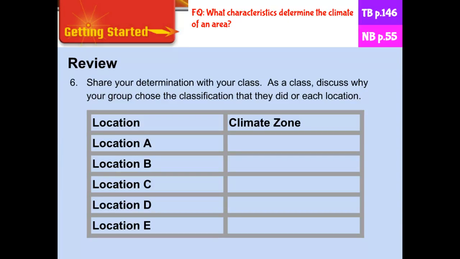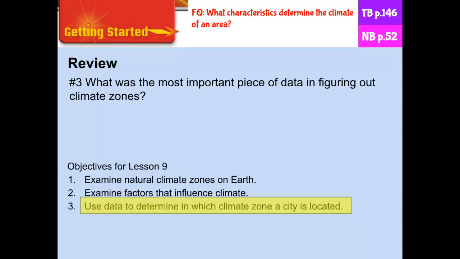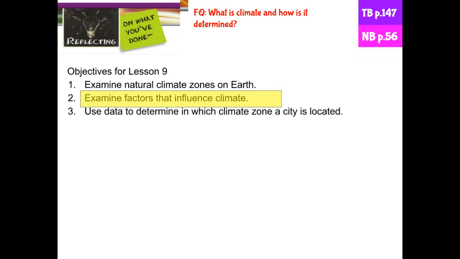Before we start, we want to review what we did in 9.1. We're going to be sharing your climate zone classifications with the class for locations A through E. And then in the objectives, we're going to be looking at number 3 and saying, what is the most important piece of data in figuring out climate zones? So you will be writing that down in your notebook.